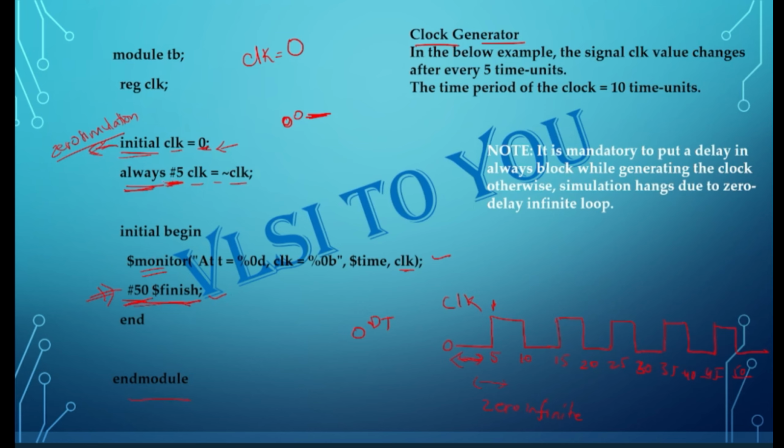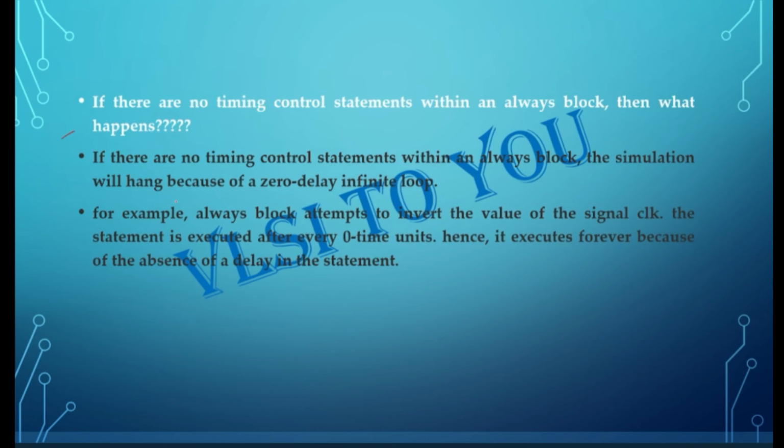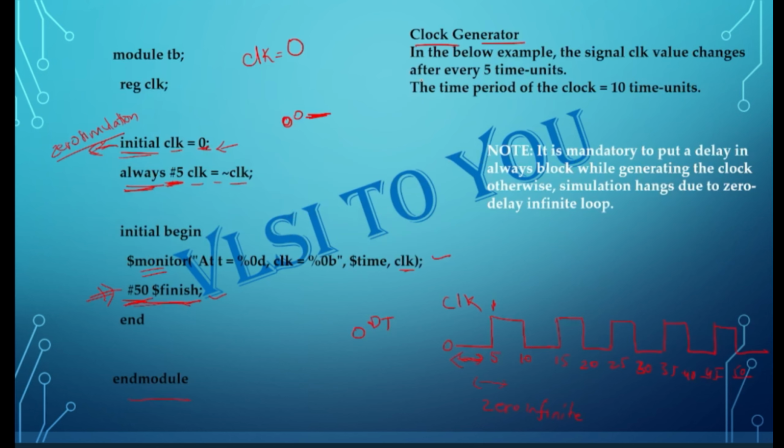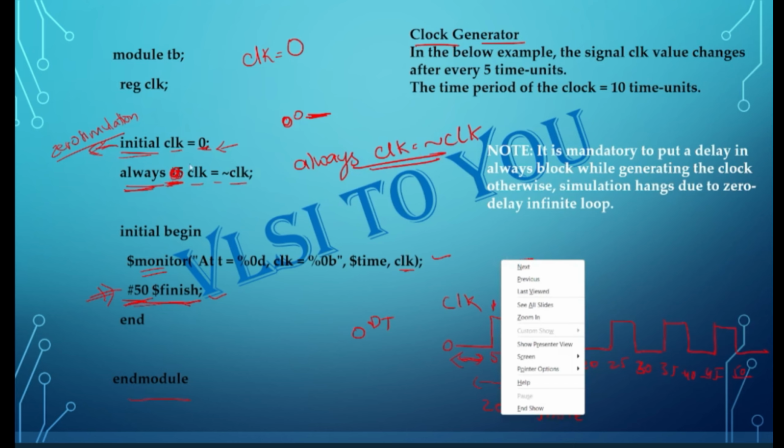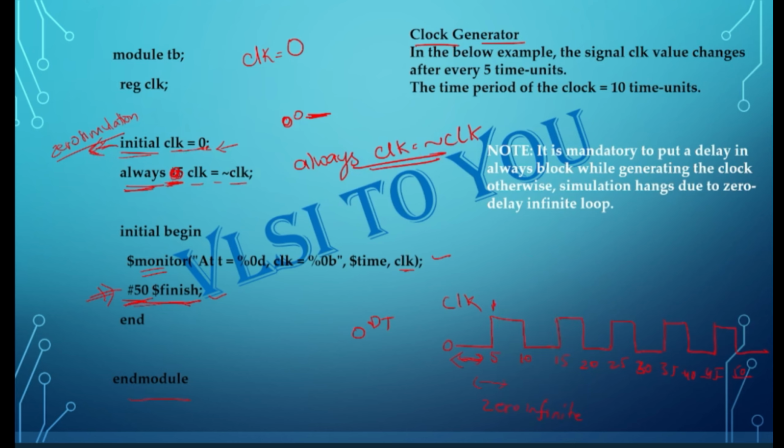Now here comes a question for the previous slide: what if there are no timing control signals? For example, if I didn't give this particular #5, now what happens? Always clock equal to negation of clock, this is my code. So basically it starts at 0 simulation time, and at 0 time delay it is 0.